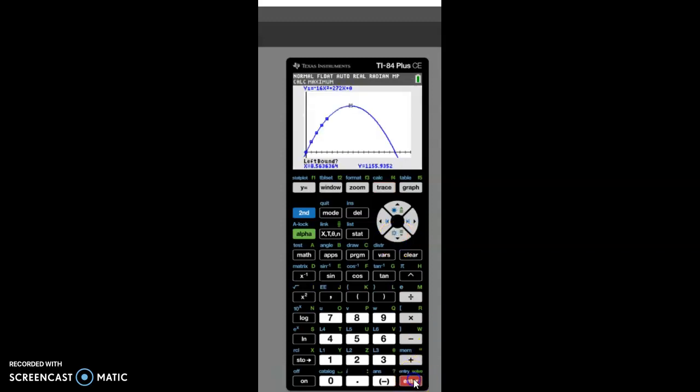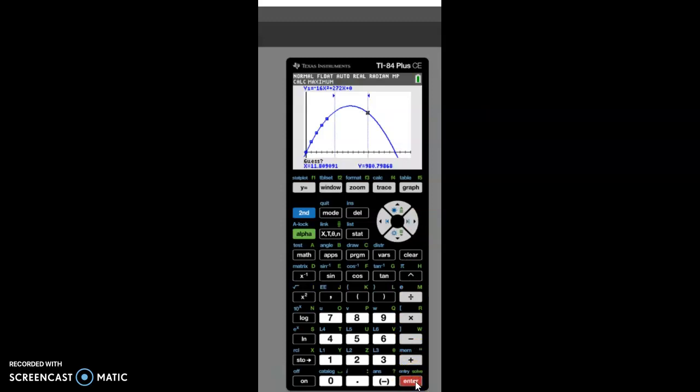All right, so I'm going to scroll down to maximum using the scroll key, and I'm going to hit enter. Notice it says at the bottom here, left bound. The left boundary means that I want to go to the left of the vertex, wherever it is. So I'm going to go somewhere on this side, and it doesn't matter where. And I'm going to hit enter. So I'm telling the calculator there's a left boundary. Now I'm going to come over here and go to the other side of the vertex, and I'm going to give it a right boundary.